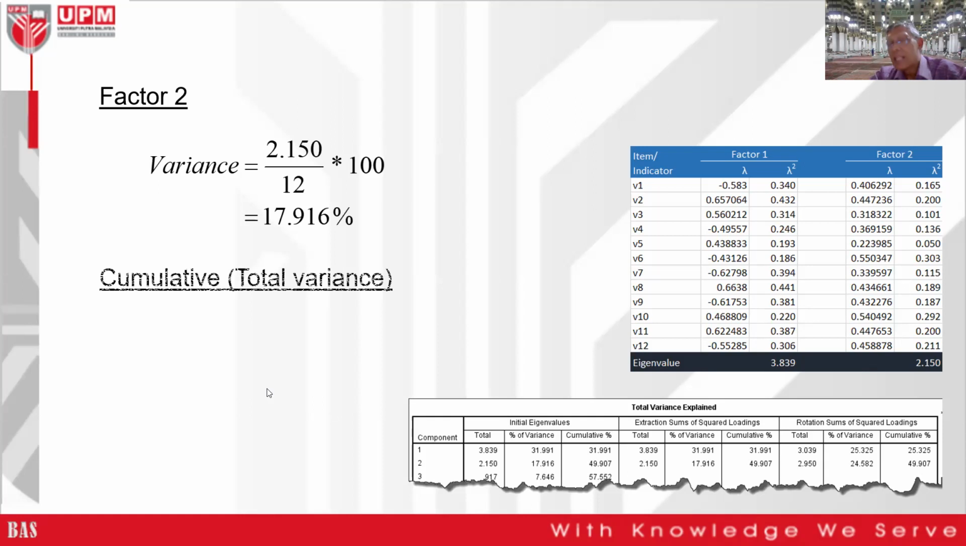What next? The last step will be we need to calculate the factor score. The factor score. If you go to the SPSS procedure just now, there is one option where you can save as factor score.